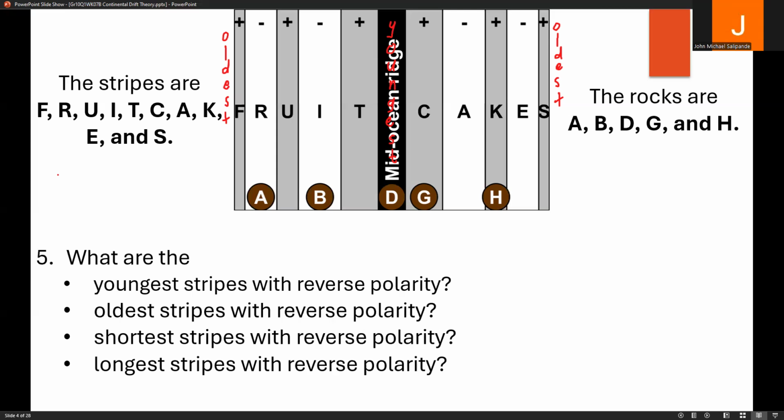Now, it's time to divert our attention to the white stripes or those stripes with reverse polarity. So same set of rules as the one that we used in number 4. Only this time we focus on the white stripes. So the youngest stripes with reverse polarity are I and A. The oldest stripes with reverse polarity are R and E. The shortest stripes with reverse polarity are also R and E, while the longest stripes with reverse polarity are I and E.